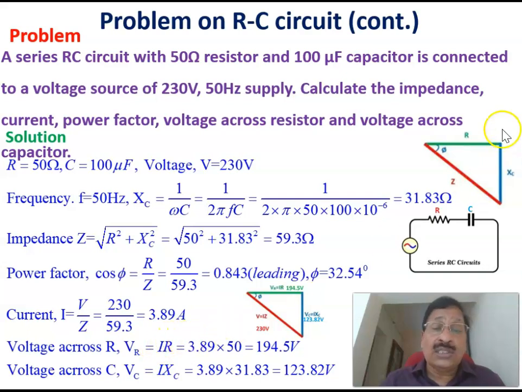And the voltage across the resistor equals the current through the resistor into the resistance: 3.89 into 50, which is 194.5 volts. And the voltage across the capacitor is given by the current through the capacitor into the capacitive reactance XC: 3.89 into 31.83, which is equal to 123.82 volts.